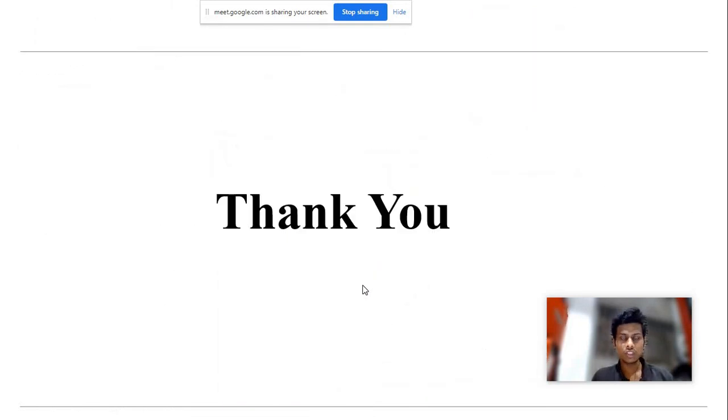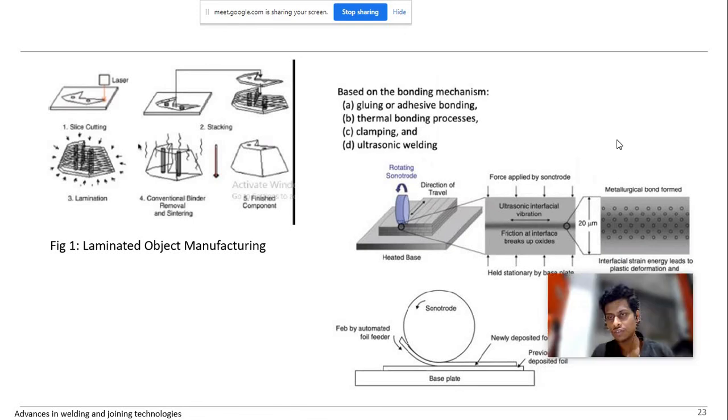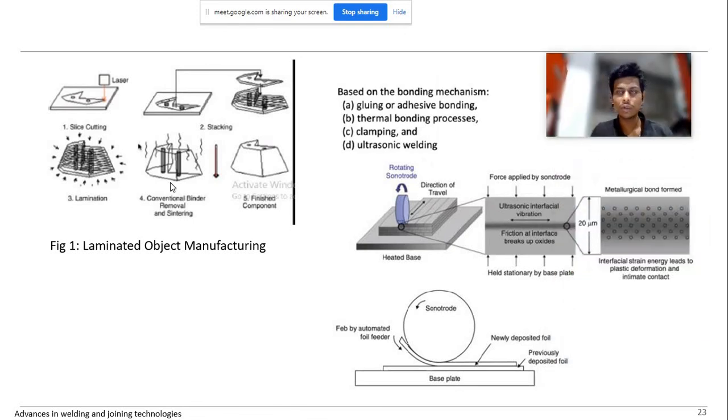Next come the sheet stacking techniques, called laminated object manufacturing. Basically, we take a sheet. There are two classifications in this, and I will explain only one, as shown in the figure. We cut the sheet based on our required slice. As you can see here, we are cutting the sheet with the help of a laser process.